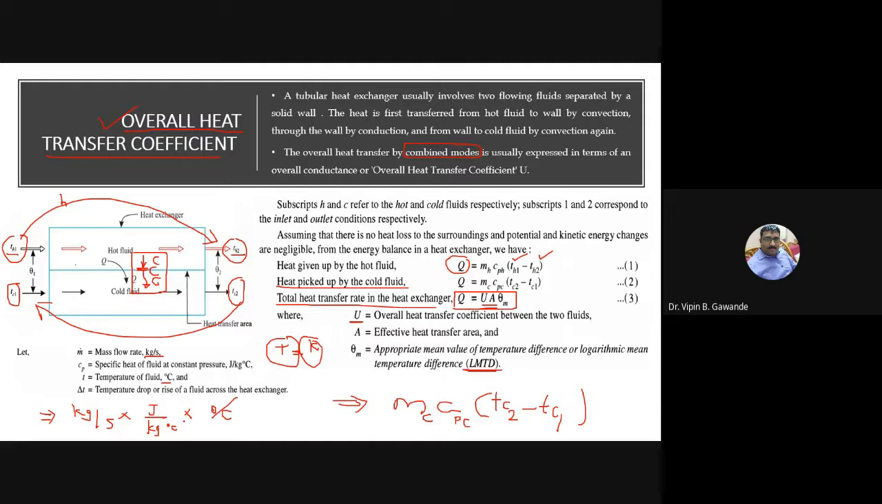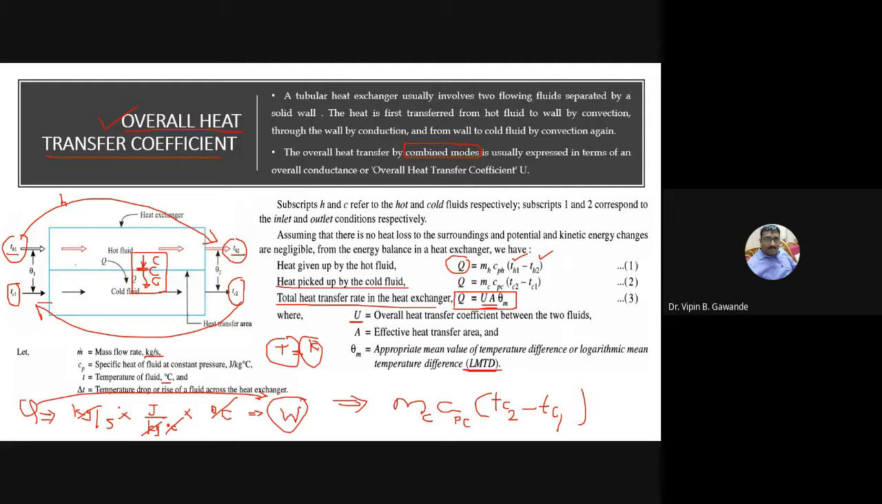Now degree Celsius gets cancelled, kg gets cancelled. Now what is joule per second? Joule per second is what? It is watt. So what is the unit for Q? The unit for Q will be watt here.